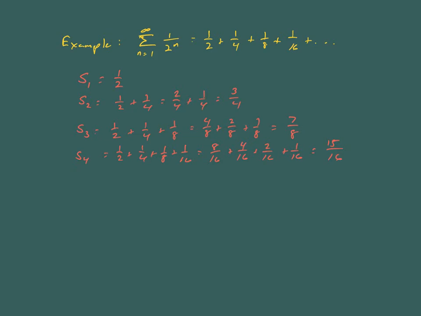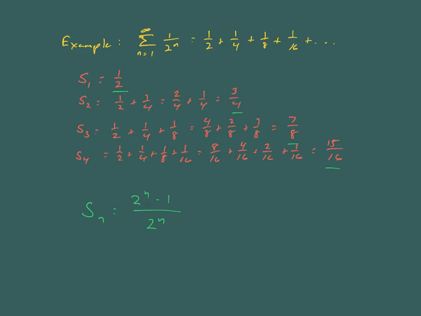The main thing I want you to recognize at this point is that looking at these sums, S sub n, I notice that these terms are all equal to 2 to the n minus 1 over 2 to the n. You'll notice that the numerator is always 1 less than the denominator. In terms of the denominator, we're always multiplying by 2, so we get that.